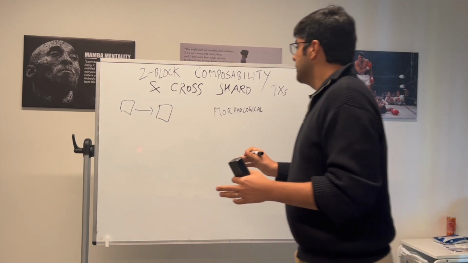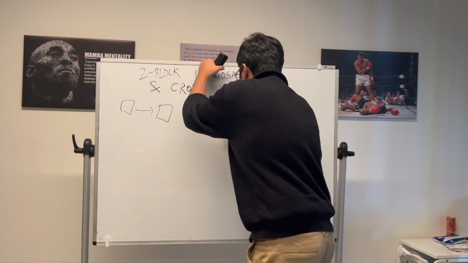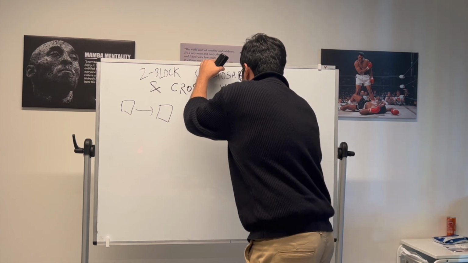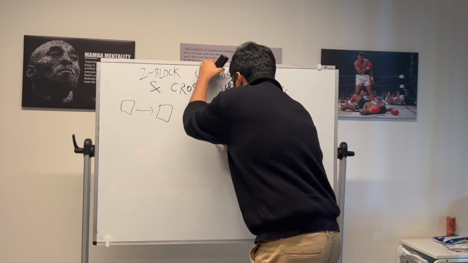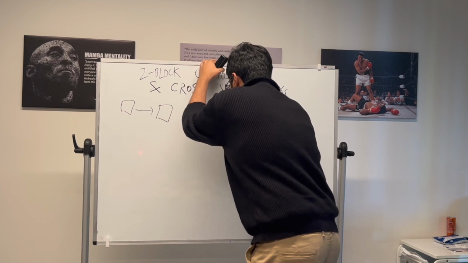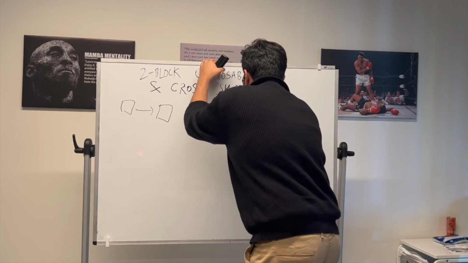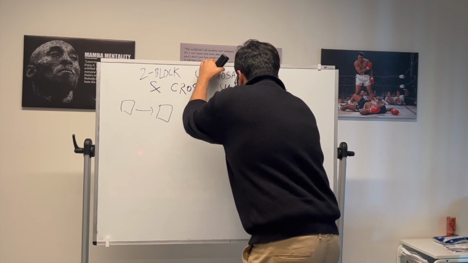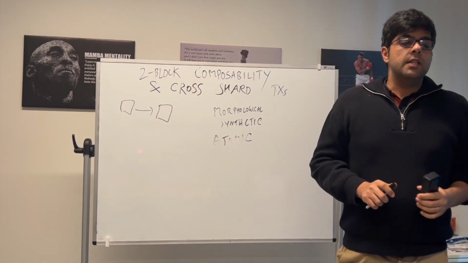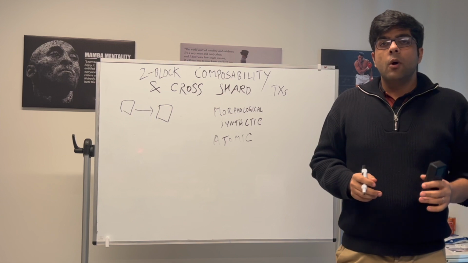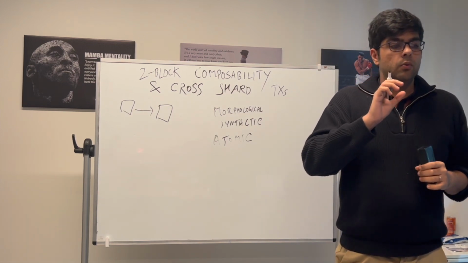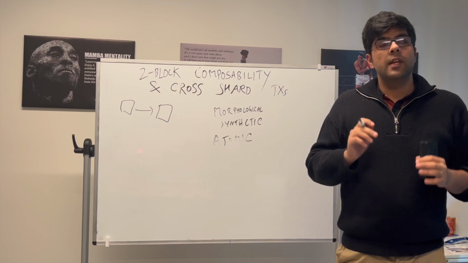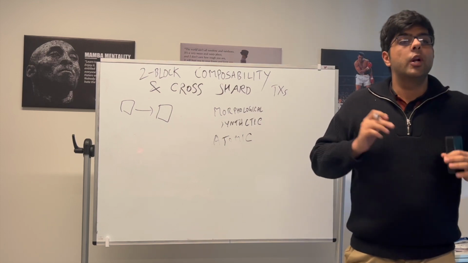Now the last one, which is atomic composability. This is a big one. In effect, atomic composability means the ability for a transaction to occur in such a manner that you're able to say either I want it all or I want none.